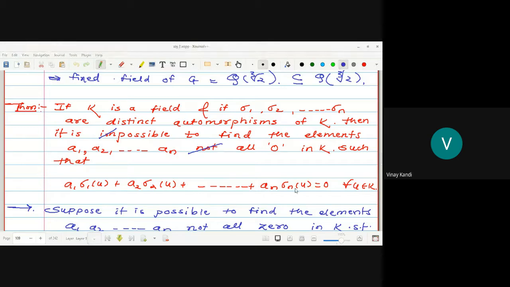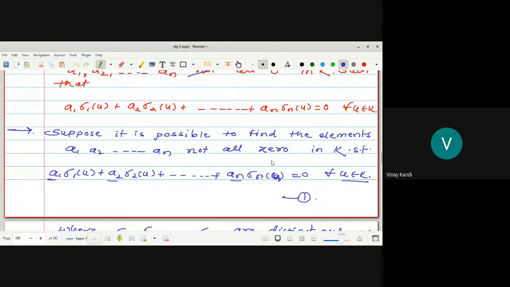In the last lecture, we saw one theorem. If K is a field and sigma 1, sigma 2 up to sigma n are distinct automorphisms of K, then it is impossible to find elements a1, a2 up to an, all scalars belonging to K, not all 0, such that a1 sigma 1(u) plus a2 sigma 2(u) plus up to an sigma n(u) is equal to 0 for all u belonging to K, which means the distinct sigma 1, sigma 2 up to sigma n are linearly independent. And we saw one statement.